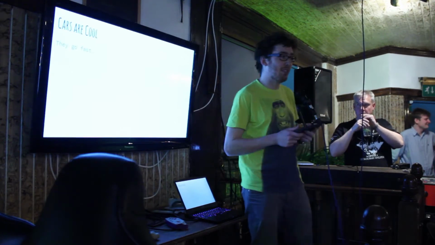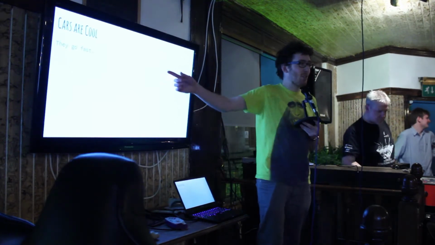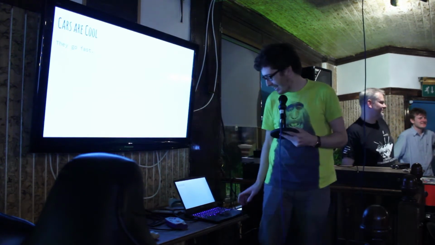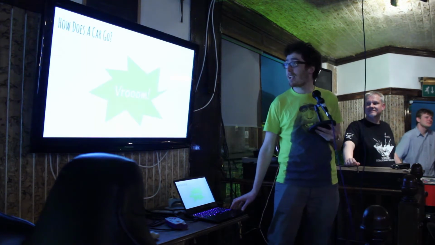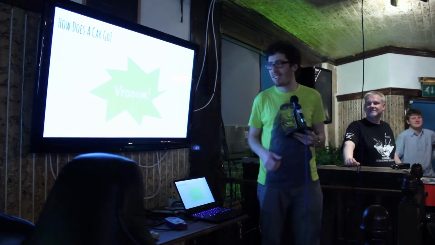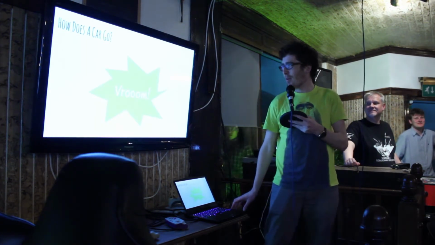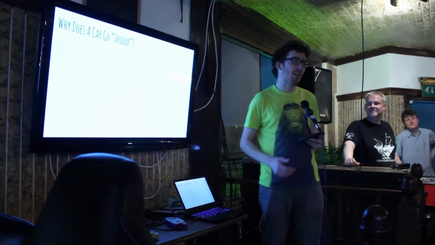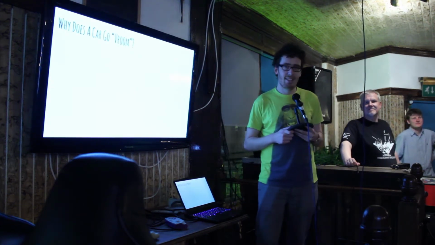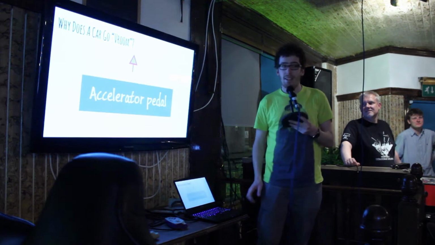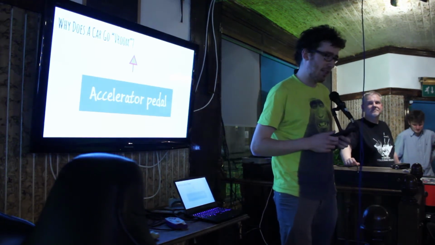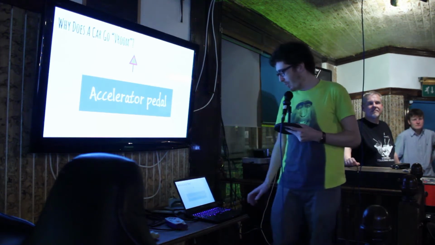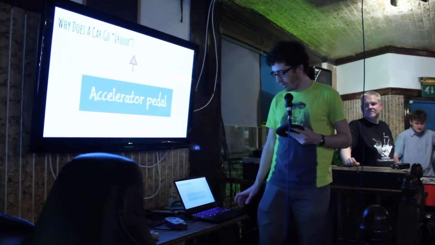Okay, so cars are cool. Why are they cool? They go fast! But how does a car go? Apart from fast, it goes vroom. This is the noise a car makes. Why does a car go vroom though? That's a harder question. So the first step to answer this question is the accelerator pedal. This is where you interact with the car. You put your foot down, or if it's a game, you pull a trigger or something.